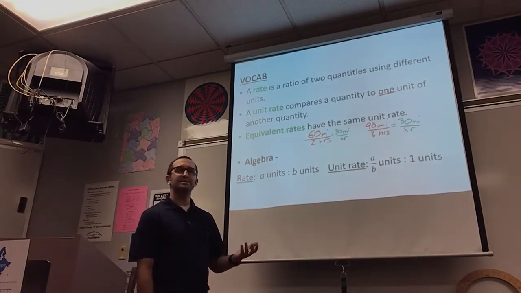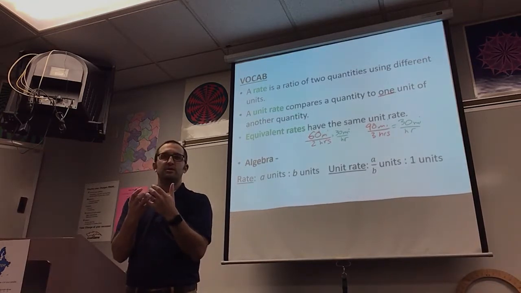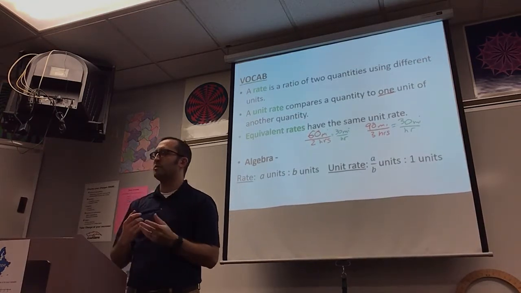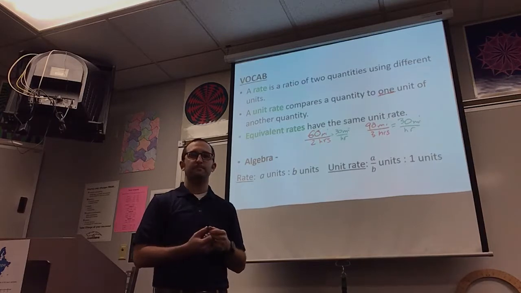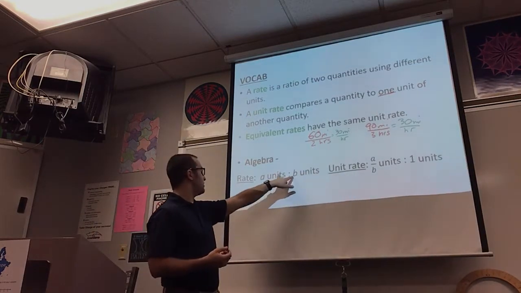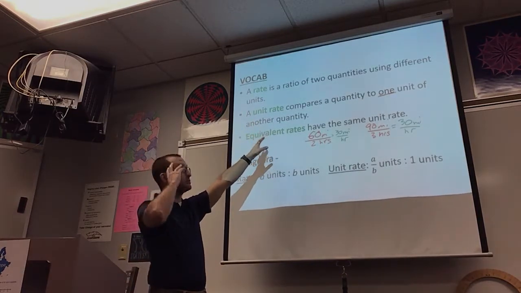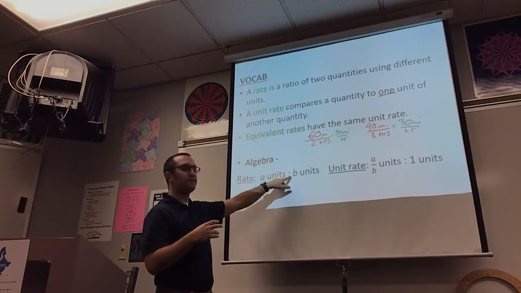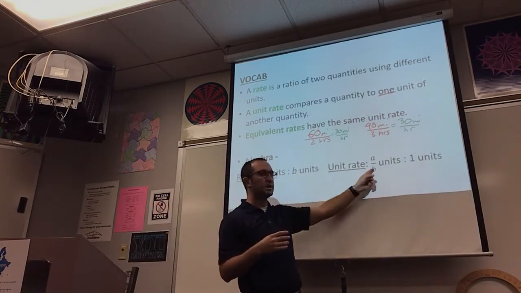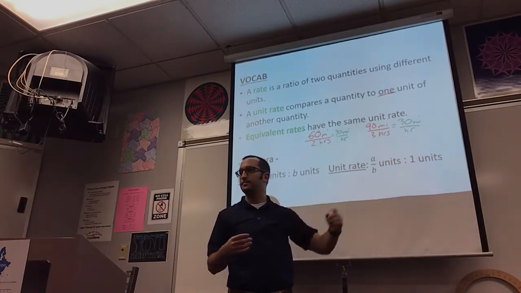You guys remember what we did last time with ratios? We found its value, right? That's kind of what we were doing. For the most part, we were finding its unit rate. So this is the idea. Whatever ratio or rate you have, if a rate is comparing two different units, you just take the first one, divide it by the second one, and what do you get? You get your unit rate.